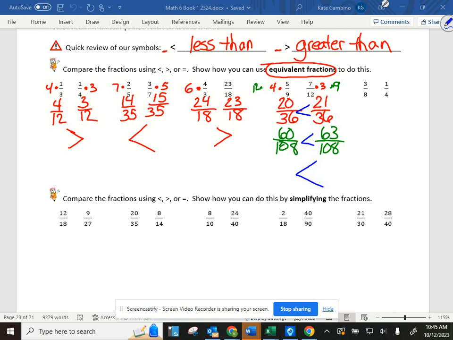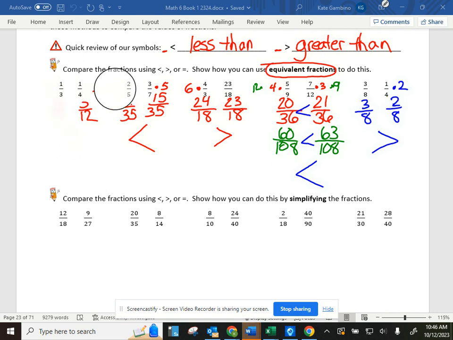Last one, 3/8 and 1/4. Jimena? So you could times the whole by 2. Yeah. Because that would be 4 times 2 is 8, 1 times 2 is 2, and look at that, we already have 8 as our denominator. So I can see 3 is greater than 2, so it's a greater than sign. Does that make sense?